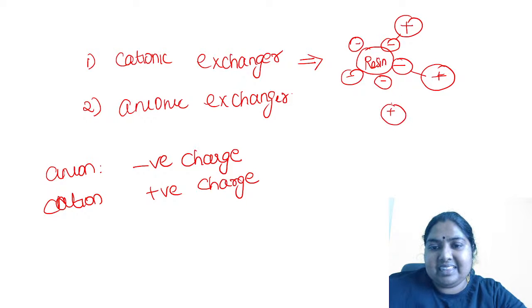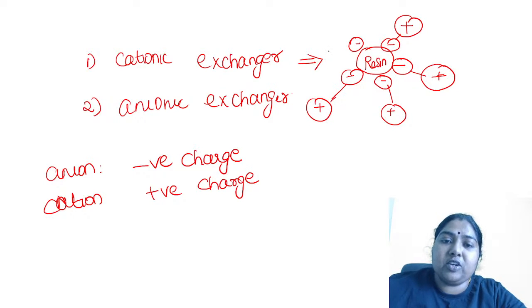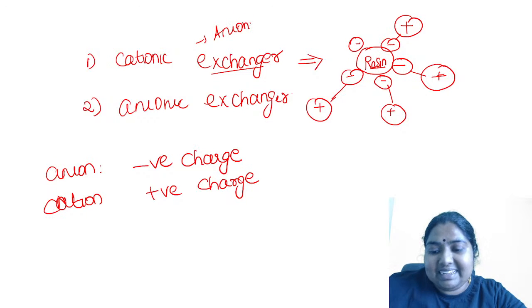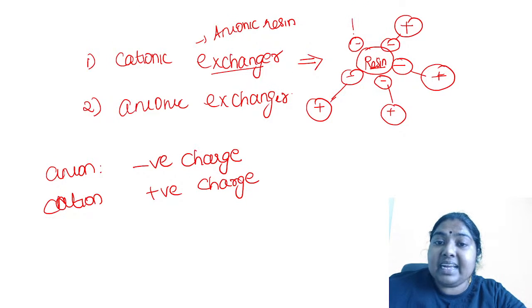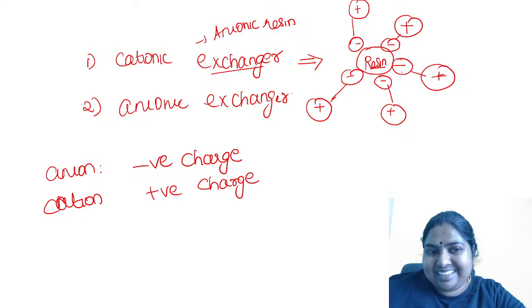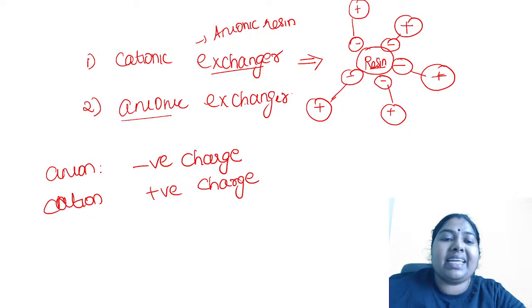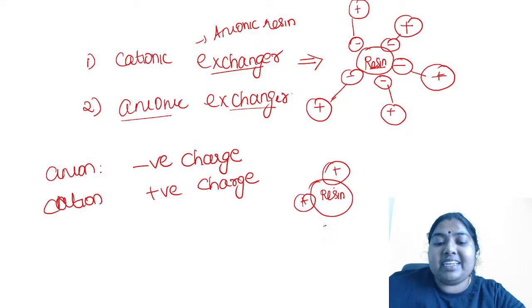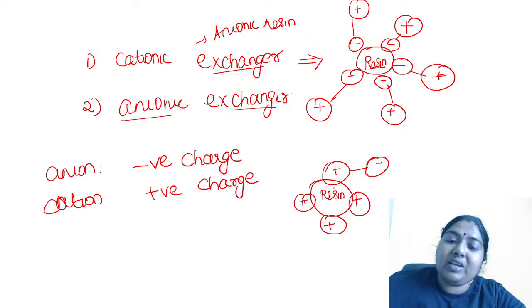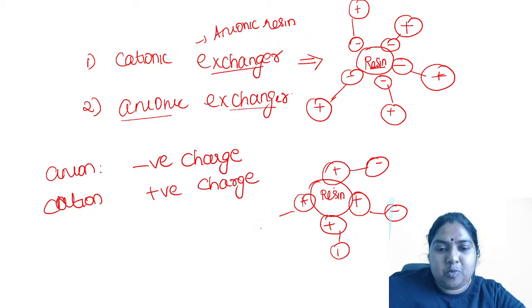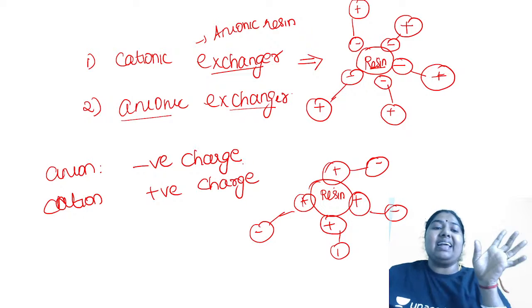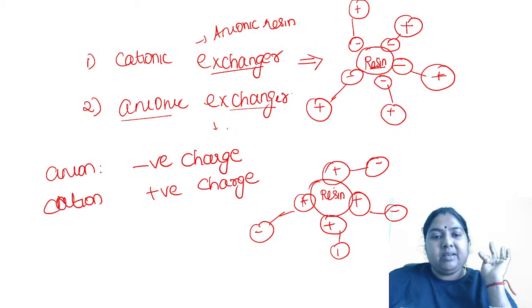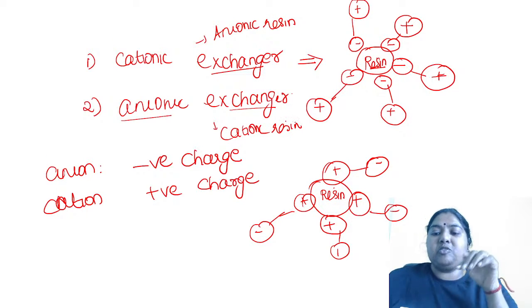Understood? Yes? This point is very, very important. If I am saying that it is a cationic exchanger, I am telling that it is an anionic resin. So the cationic exchanger is nothing but an anionic resin that is capable of binding all my cations. Got it? Next, what is an anionic exchanger? An anionic exchanger means it is a resin that is positively charged, so it attracts all my anions. Is this point clear to everybody in the class now? So if I say that it is an anionic exchanger, it is nothing but a cationic resin. This point everybody should be clear with.